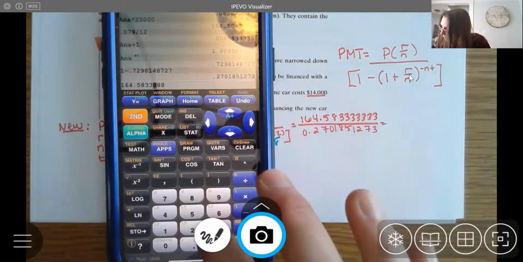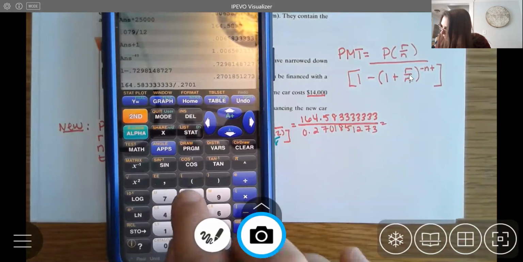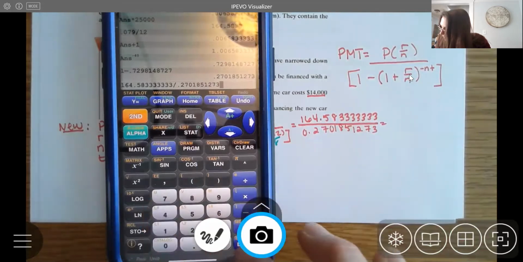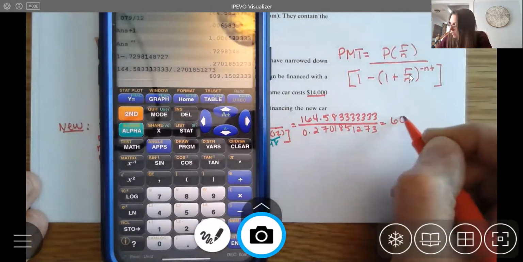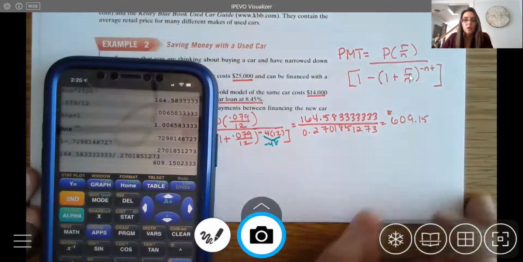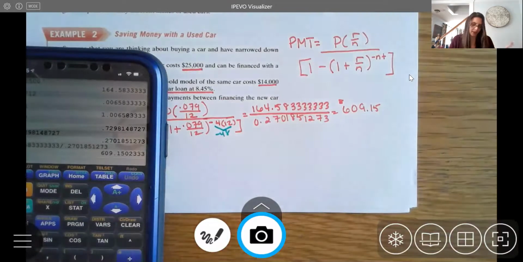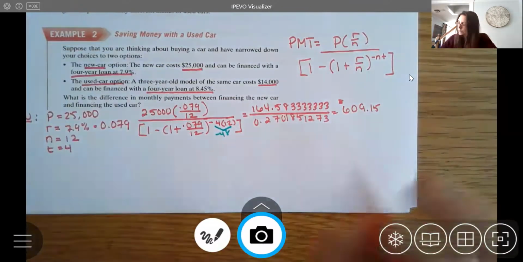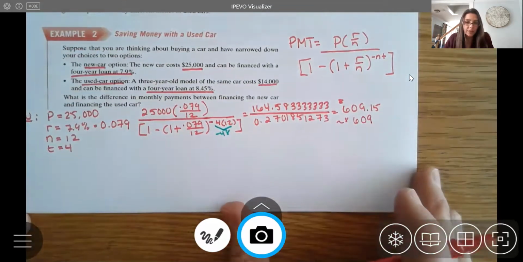Let's see, 164.58333 divided by 0.2701851273, and I get about $609.15 there if I round to 2 decimal places. Now your book just rounds to the nearest whole number and they use 609. So that's fine too. Here, I'll stay on track with the book, 609. Usually though, our loans do have decimal places.